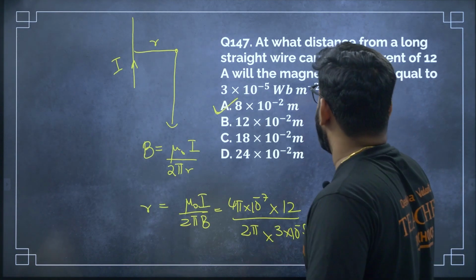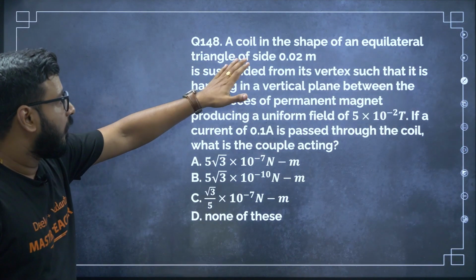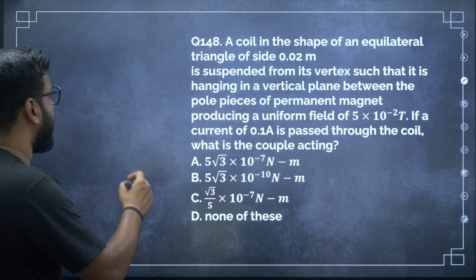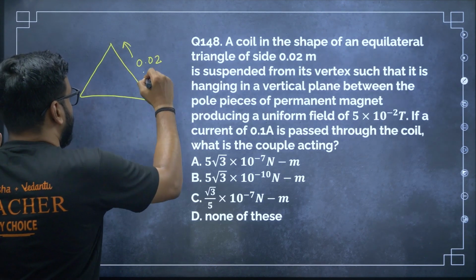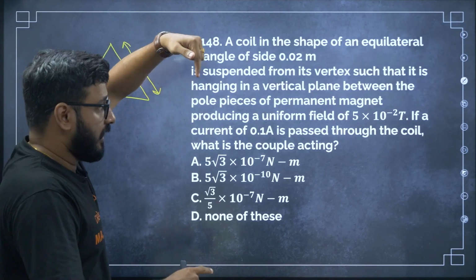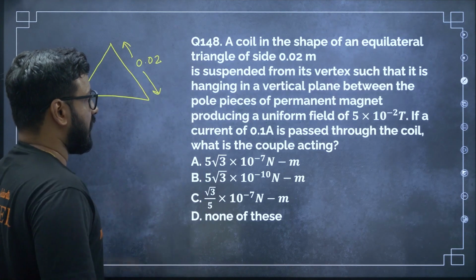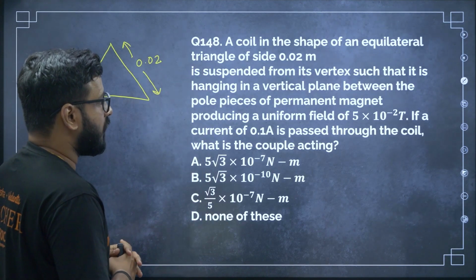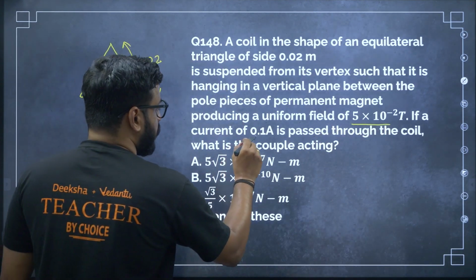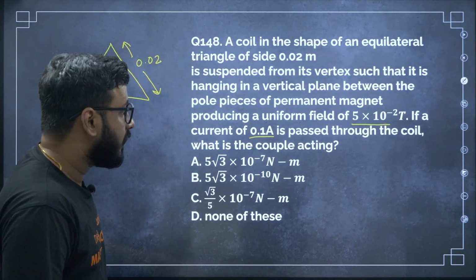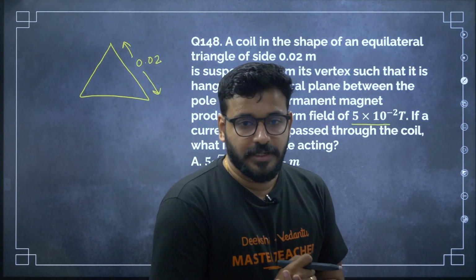Yes. So let us look at the next question. The next question is, a coil in the shape of an equilateral triangle of side 0.02 is suspended vertically from its vertex, so it is hanging, in a vertical plane between the poles of a permanent magnet, and the magnetic field is given. If the current of 0.1 ampere is given, then what is the couple acting? Basically the torque. What is the couple acting, what is the torque acting over here.